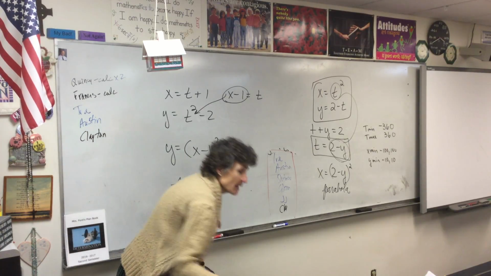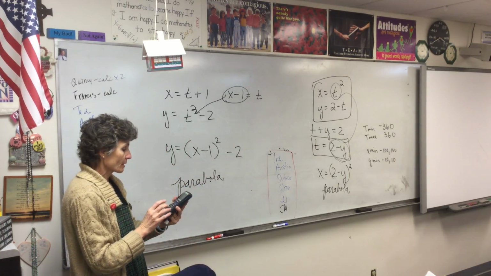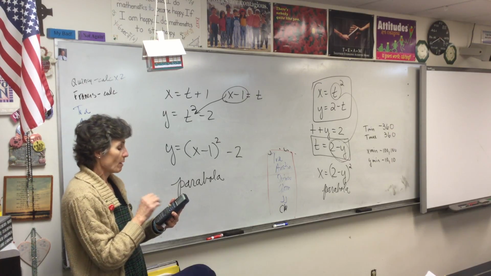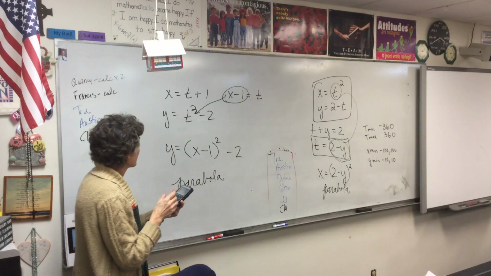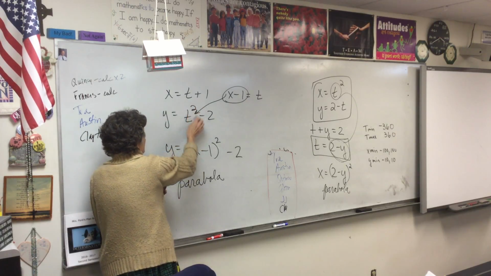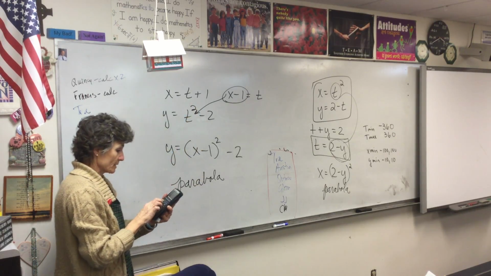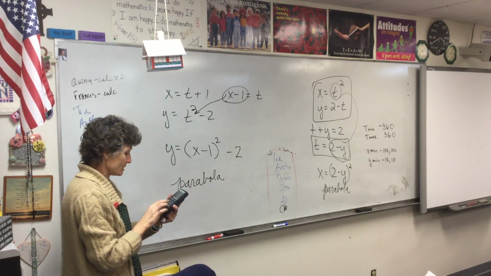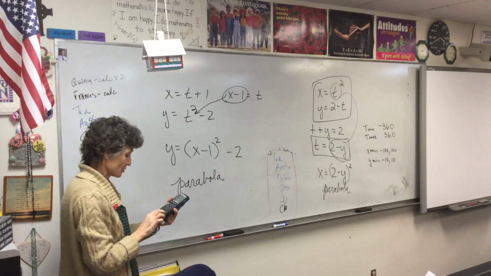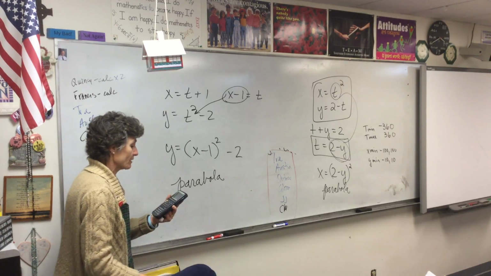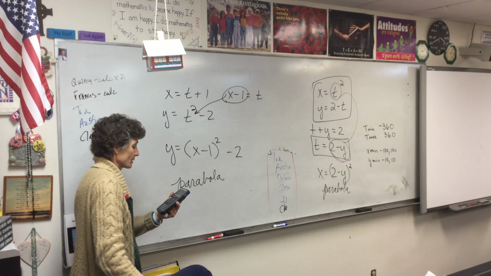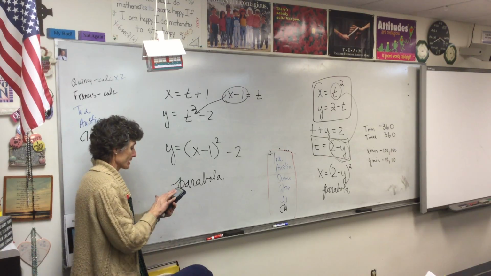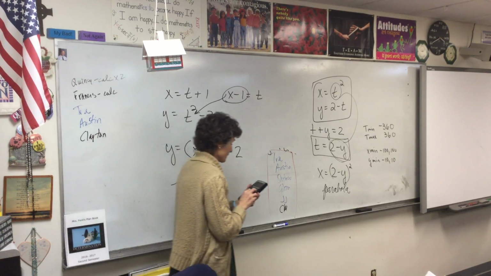Now, I'm going to type in these new equations. I'm going to leave my window alone for a minute. I may need to change it. I'm typing in the original equations. T plus 1 and t squared minus 2. Now I'm going to hit graph, and I have no idea what's going to happen. Yep, I need to change my window.